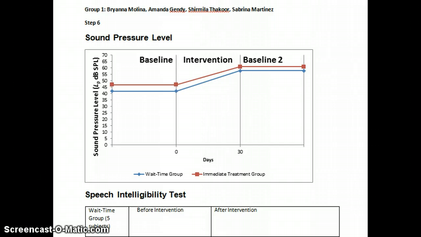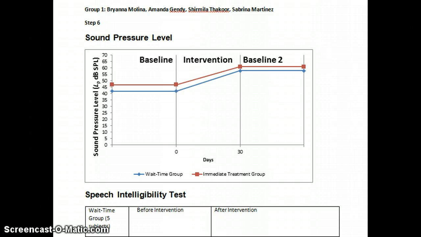So first we're going to look at the sound pressure level. As you guys can see, during both baselines there's no change, and during intervention is where you see a really big leap in terms of sound pressure level. The wait time group starts at about 40 dB SPL, which, to give you an idea, sounds like a quiet library. And the immediate treatment group is around the same, maybe a little bit more, closer to 50 dB SPL, which is about the sound of an average home.